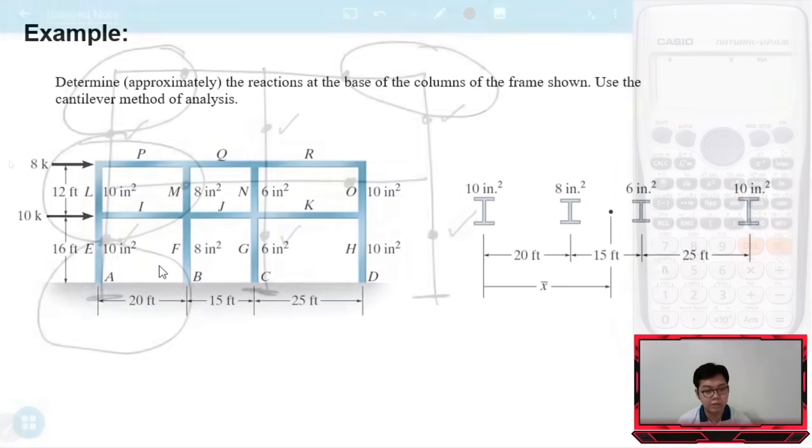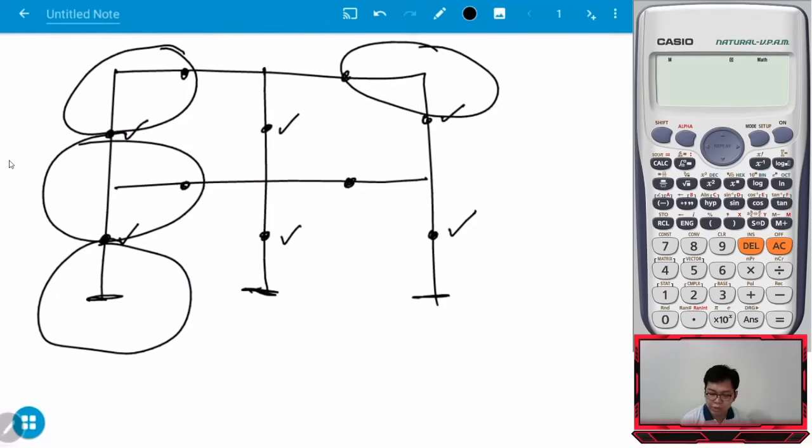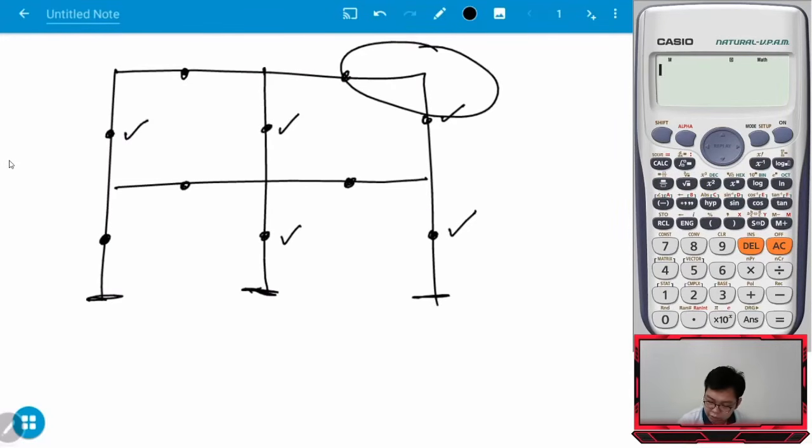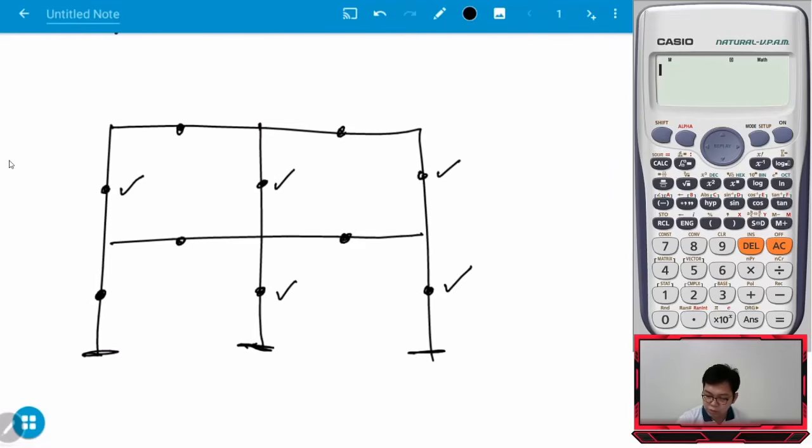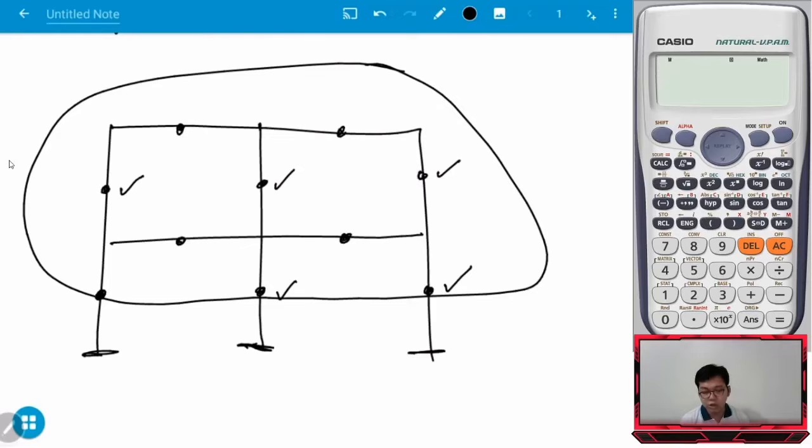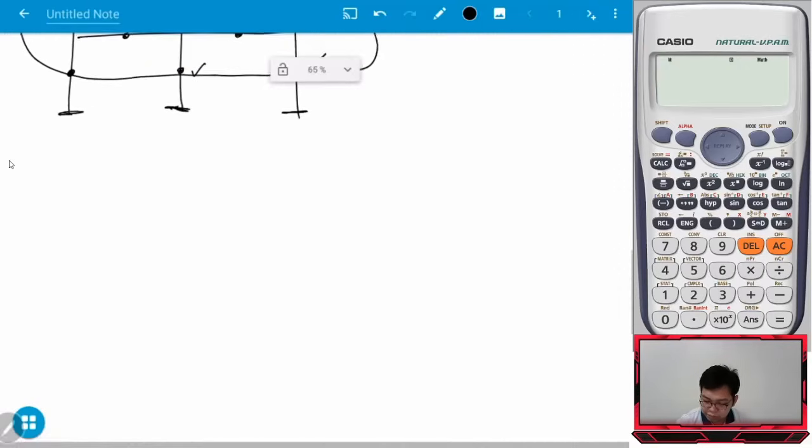Same pa din guys. Ang gagawin natin is to solve. Okay? Solve natin muna yung axial loads. So, ano yung gagawin ko? Hahatiin ko muna yung frame ko. So, siguro, same pa din, ating method of sections, guys. So, I'll try to consider yung section na yan. Okay? So, pag i-consider ko yung section na yan, bali, ito yung mangyayari.